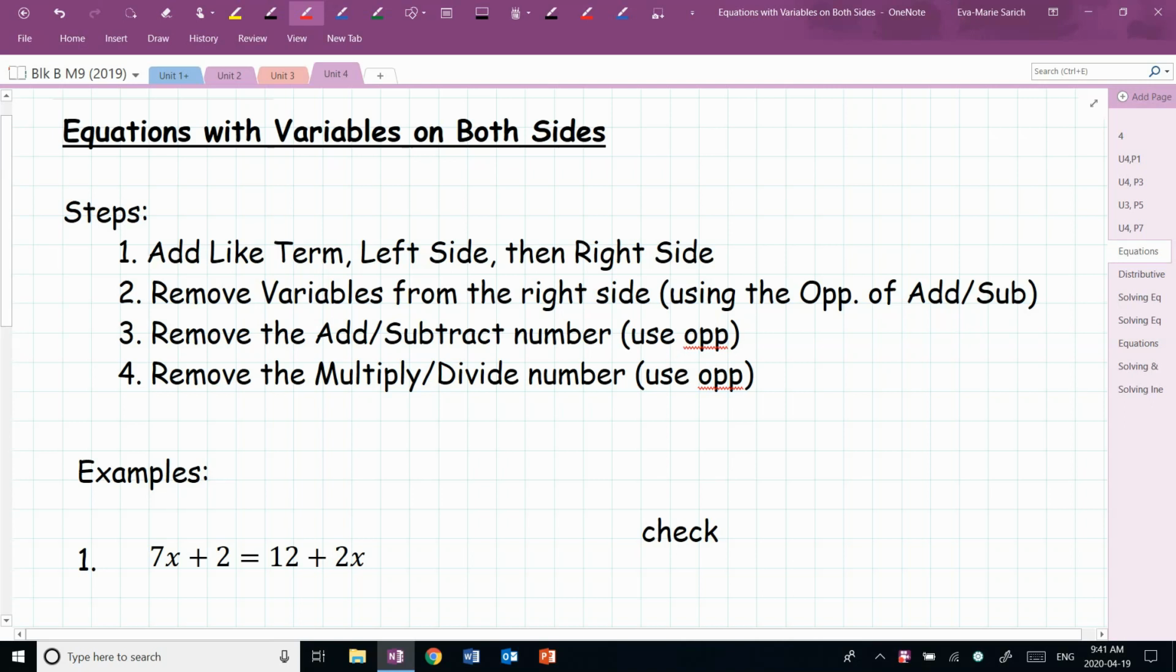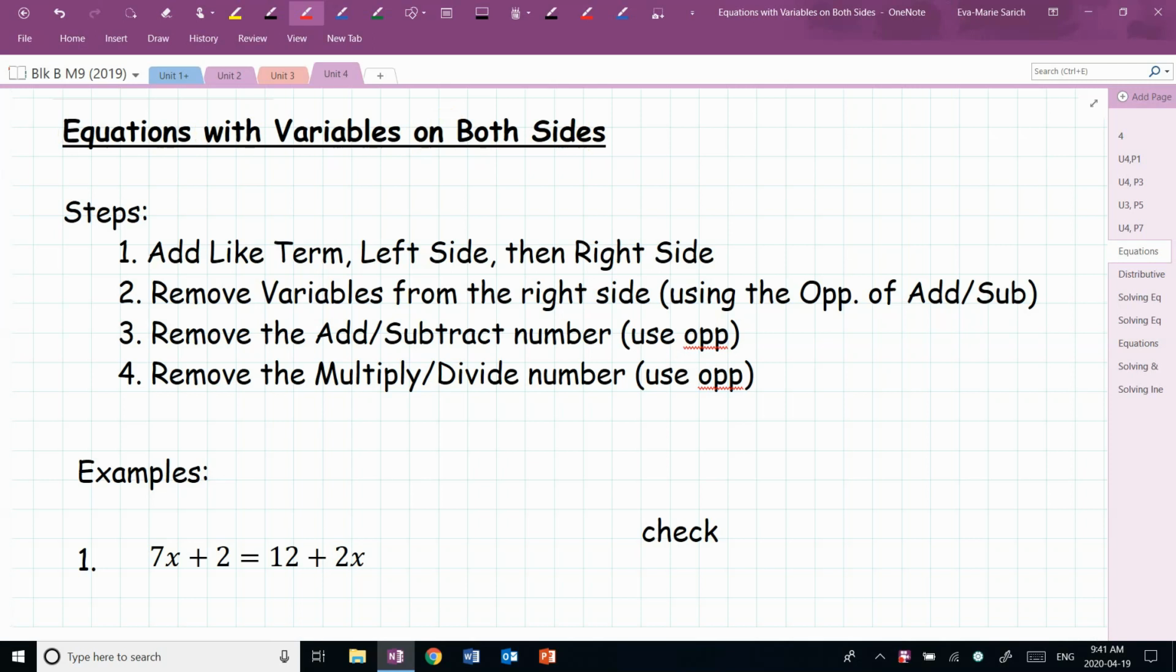All right, grade 9s, we're moving on to our next lesson. So today we're looking at being able to solve equations with variables on both sides. So this is where flipping the equation doesn't work to move all the variables to the left, because we've got them on both sides.